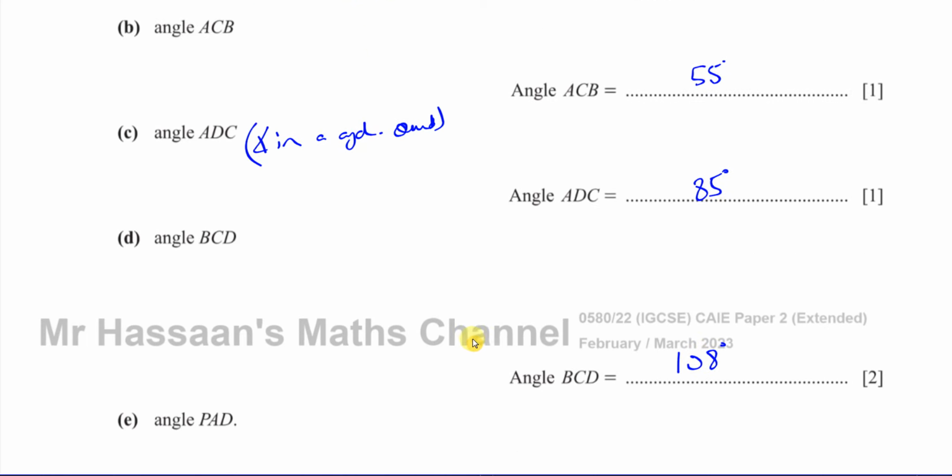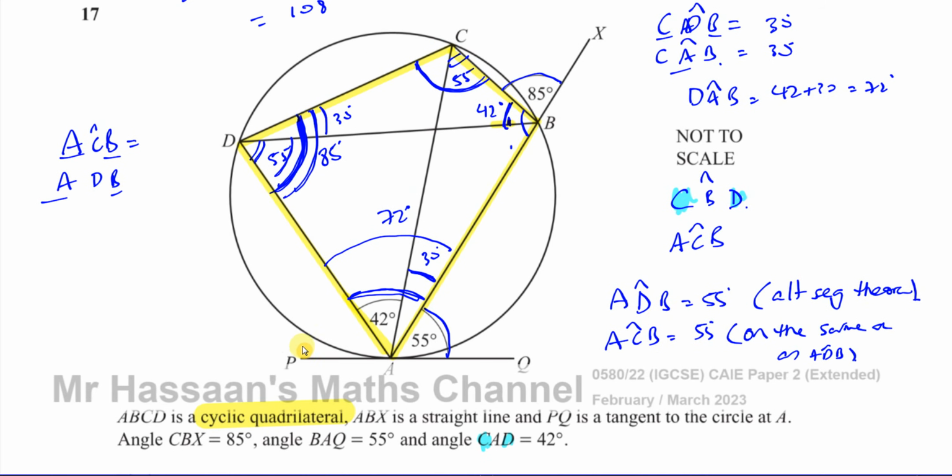And then finally, we've got to find angle PAD. Where is PAD? PAD is this angle over here. Again, we could use the fact that a tangent meets a radius. But actually, what's easier here is that PQ is a straight line. So these angles together add up to 180. So we can say the angle PAD is equal to 180 minus the sum of these angles, which is 72 plus 55.